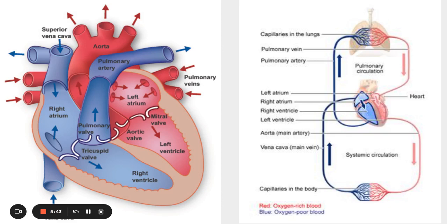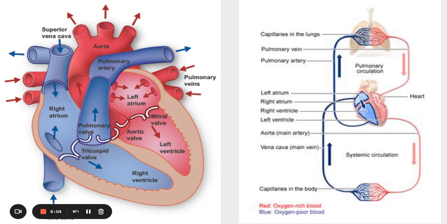And so it comes back into the heart, but this time it goes to the left side. The left side of the heart handles oxygenated blood. Goes into the left atrium, goes into the left ventricle, and gets pumped out through this huge blood vessel called the aorta to every part of the body.